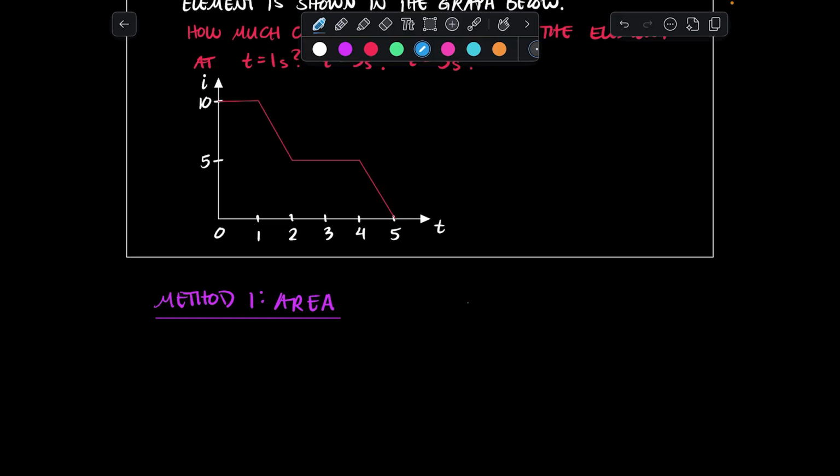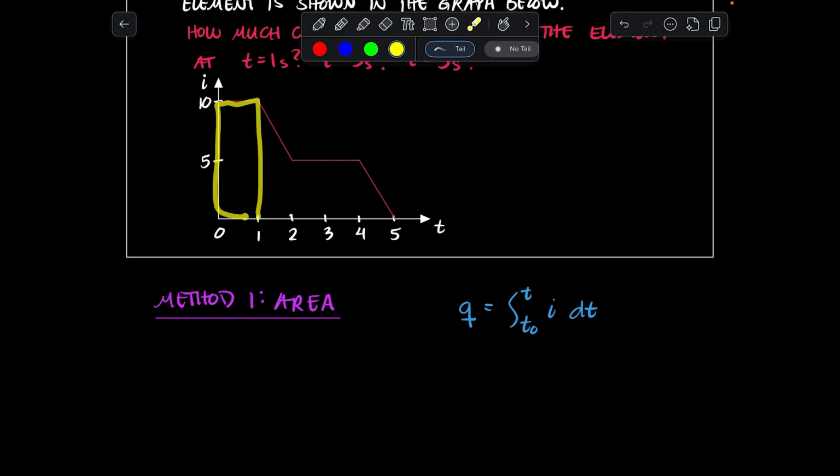And basically, we're solving for charge. We know that charge is the integral of the current. Therefore, if we're solving for the integral, we know that we're just solving for the area underneath the graph, right? Between 0 and 1, we're going to solve for this area right here. So let's do that first.